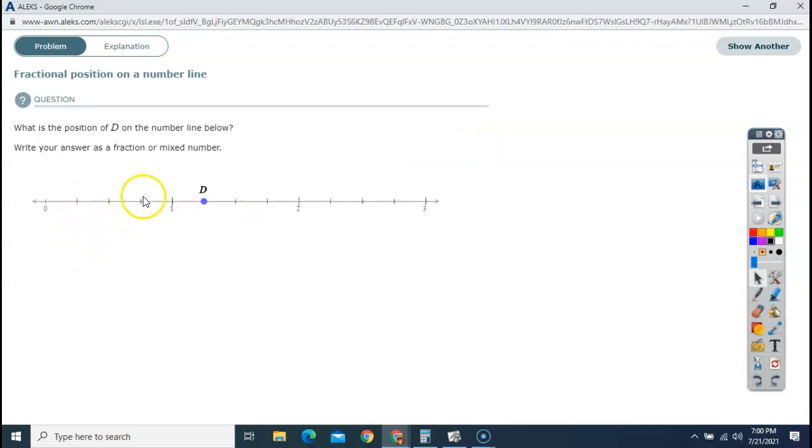One, 2, 3, 4. So that's 1/4, 2/4, 3/4, 4/4. So if I'm past 1, this is 1 and 1/4. Yay. All right, let's move on.